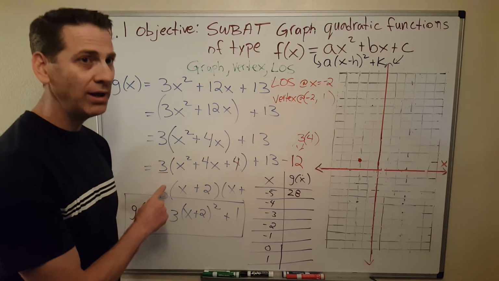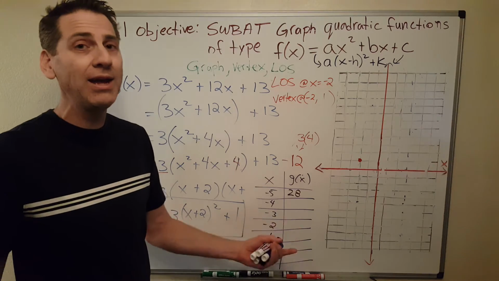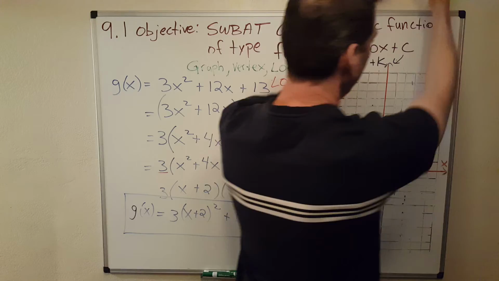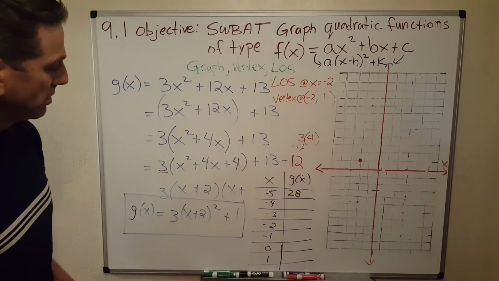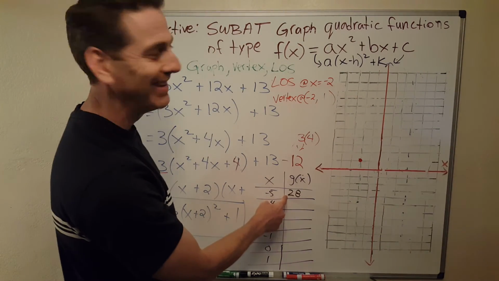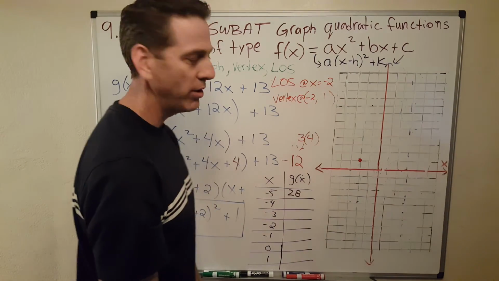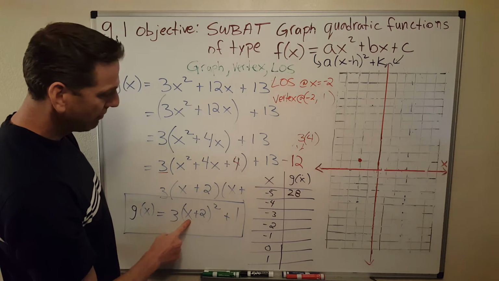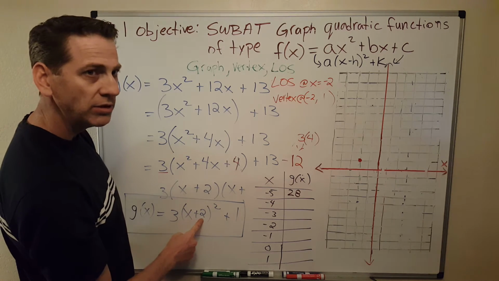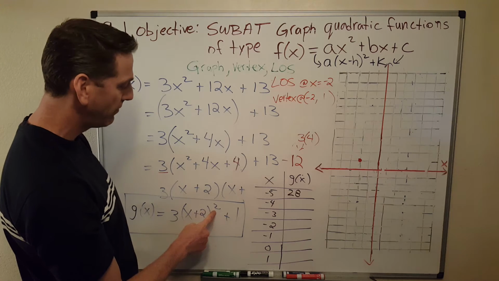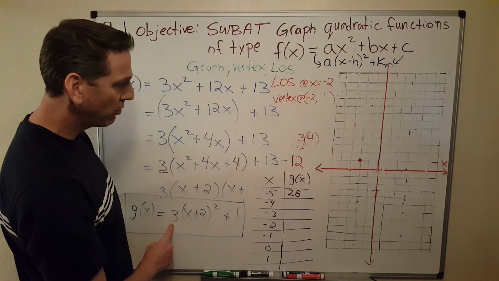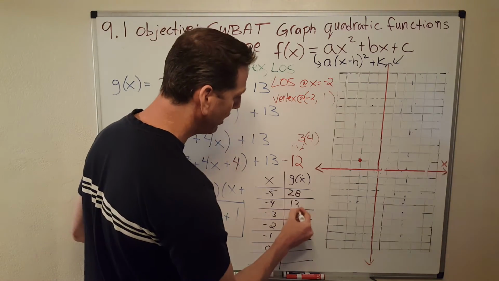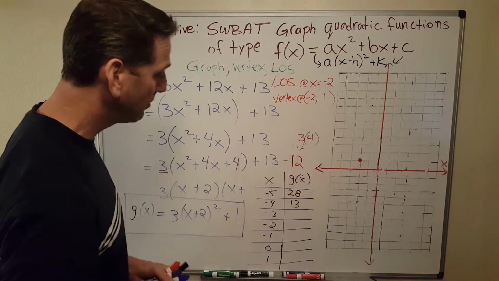Remember when I said that the bigger the a gets, the more narrow it gets, which also means your g of x values are going to be up higher. Okay, we're not going to be able to graph that. It's going to be off of our coordinate grid system. How about when x equals -4? -4 plus 2 is -2. -2 squared is 4. 4 times 3 is 12. 12 plus 1 is 13. Boy, it's going to be hard to graph that one too.